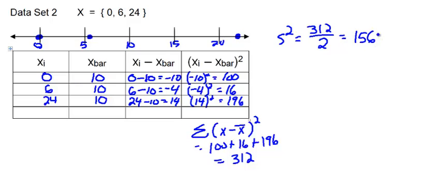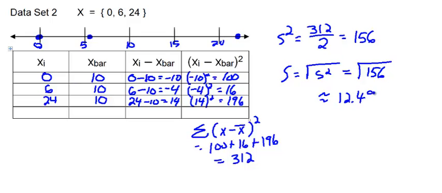Now these units are squared, so we need to find the standard deviation, which is the square root of the variance, and that gives us the same units as the original data. So the square root of 156 for our S is approximately 12.49. So this is larger than we had on the first data set because there's more spread. And what this value is telling us is the average deviation away from the mean is 12.49, about 12.5.